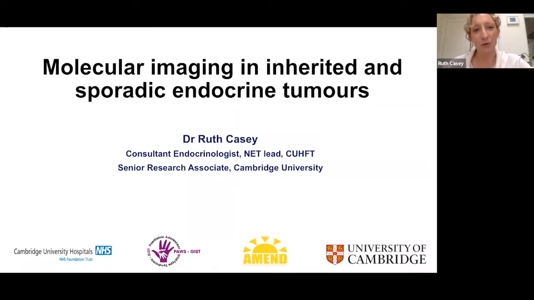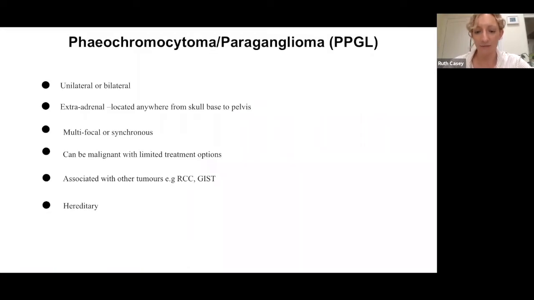I'm going to talk today about molecular imaging in endocrine tumors, but I'm going to specifically focus on pheochromocytomas and paragangliomas. So what is a pheochromocytoma? Well, a pheochromocytoma is a neuroendocrine tumor that arises from the adrenal medulla, and a paraganglioma refers to its extraadrenal counterpart. And that can arise from sympathetic or parasympathetic tissue, anywhere from the skull base to the pelvis.